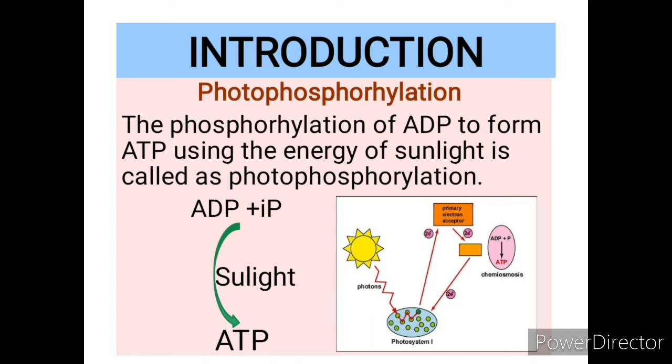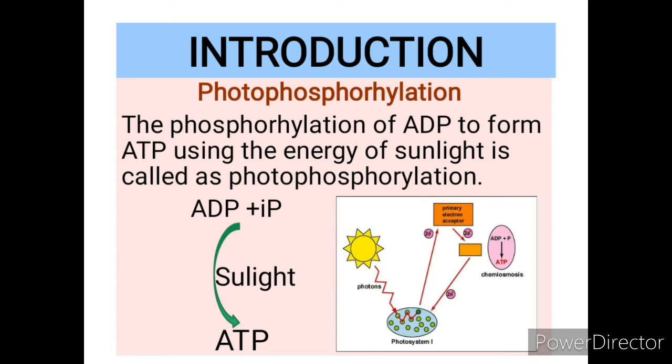ADP is a compound to which inorganic phosphate is added and it is converted into ATP, which is called the energy source. This conversion takes place in the presence of sunlight, hence it is called photophosphorylation. It means the addition of an extra inorganic phosphate to a phosphate compound, which is converted into a new phosphate compound, and this conversion is called photophosphorylation.